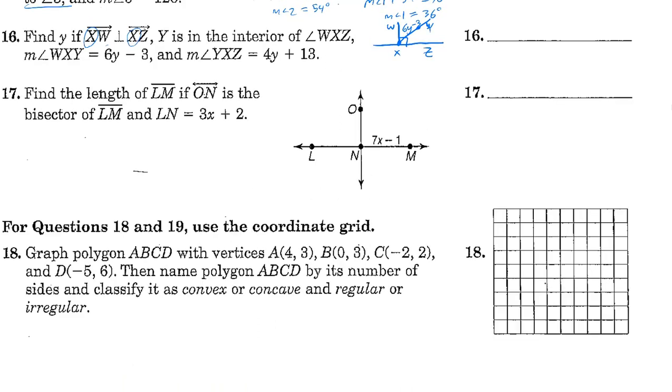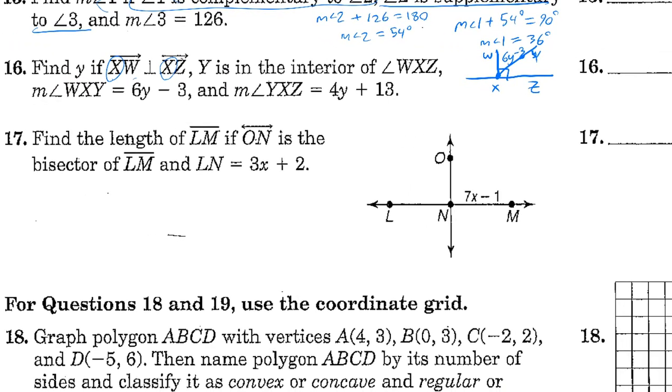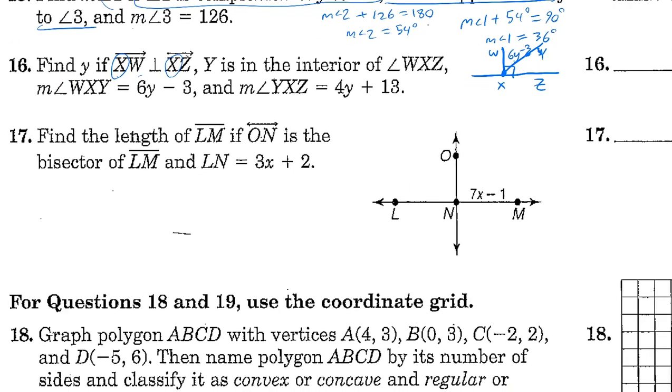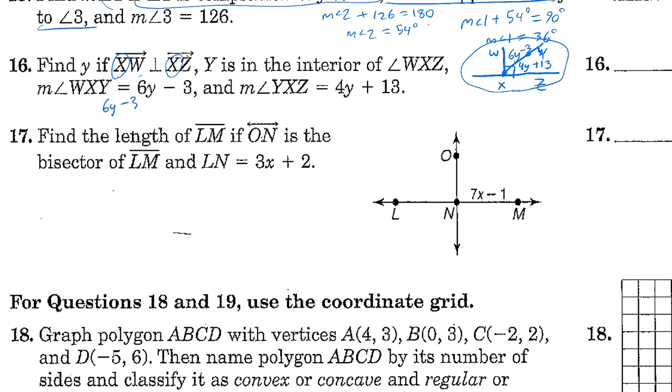Sure, I should probably zoom in a little bit here. And YXZ is 4y plus 13. Well, the key there is we have a right angle. That's the very definition of perpendicular. And then it's just saying if we have some point in the middle, then the two parts add up. So we're saying one part of the angle, 6y minus 3, plus the other part of the angle, 4y plus 13, angle addition postulate, adds up to the whole angle.